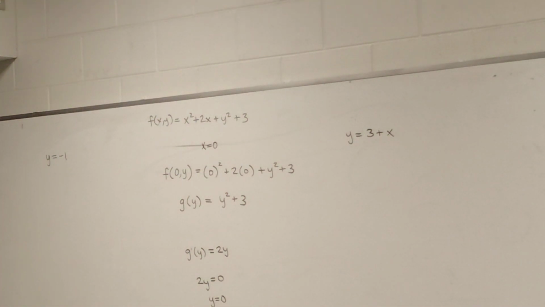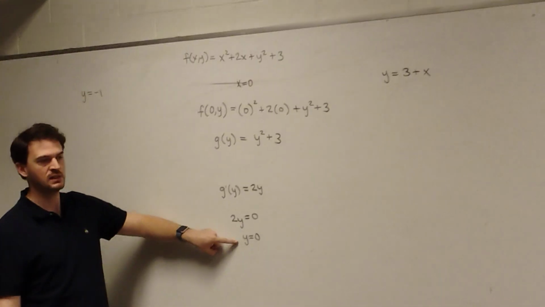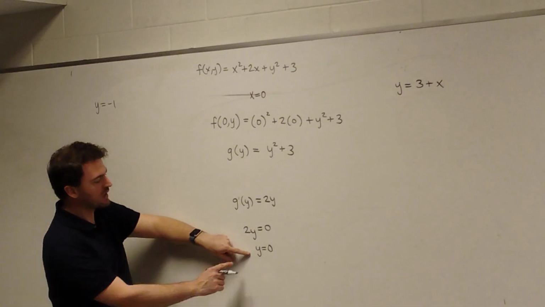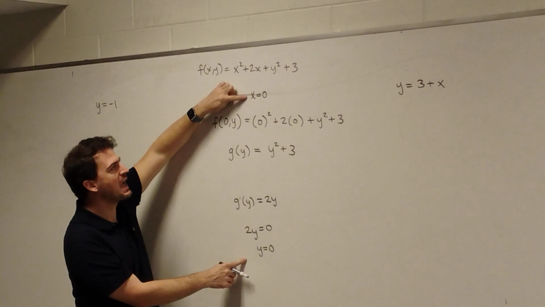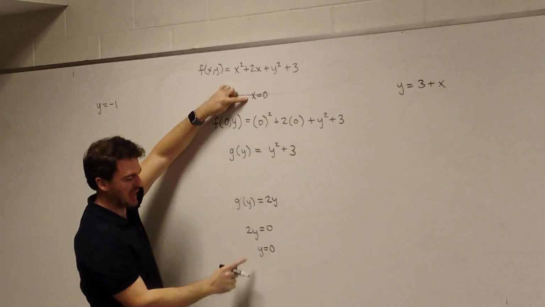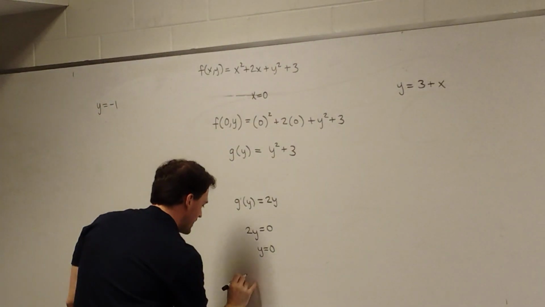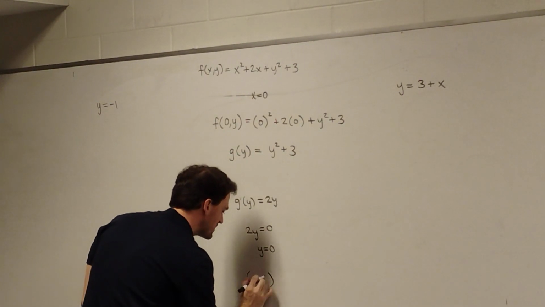Now, organization is going to be the biggest thing here. I found that there is a critical number at y equals 0, okay? Don't forget our kind of header up here, we were plugging in x equals 0. So if I was plugging in x equals 0, and I found that y equals 0, that now describes the point 0, 0.